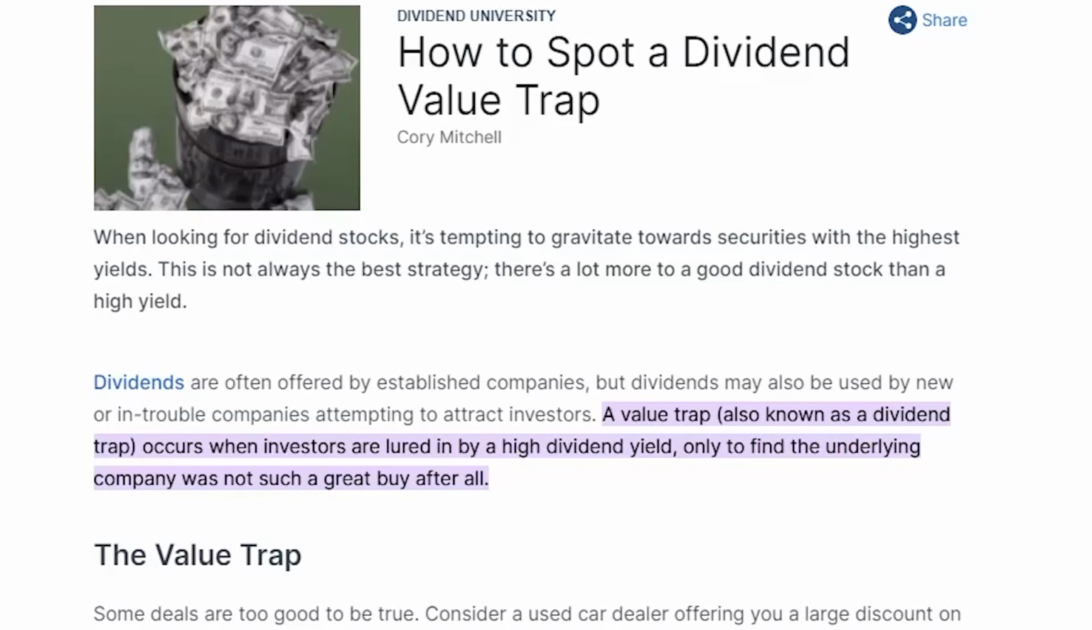A dividend trap is a value trap that occurs when investors are lured in by high dividend yields, only to find the underlying company was not such a great buy after all.